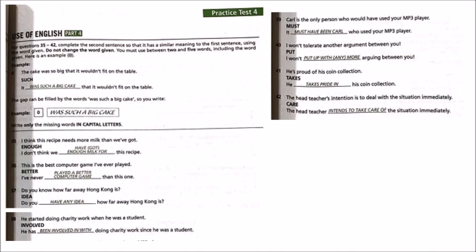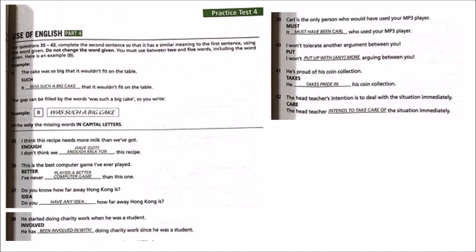39. Carl is the only person who would have used your MP3 player. It must have been Carl who used your MP3 player. 40. I won't tolerate another argument between you. I won't put up with any more arguing between you. Any is also optional. It can also be put up with more arguing between you. 41. He's proud of his coin collection.